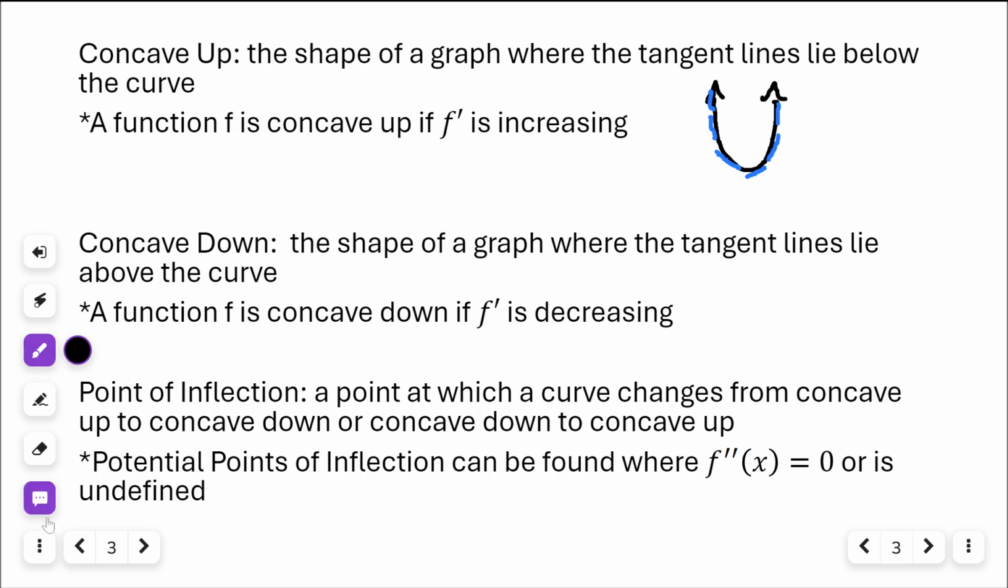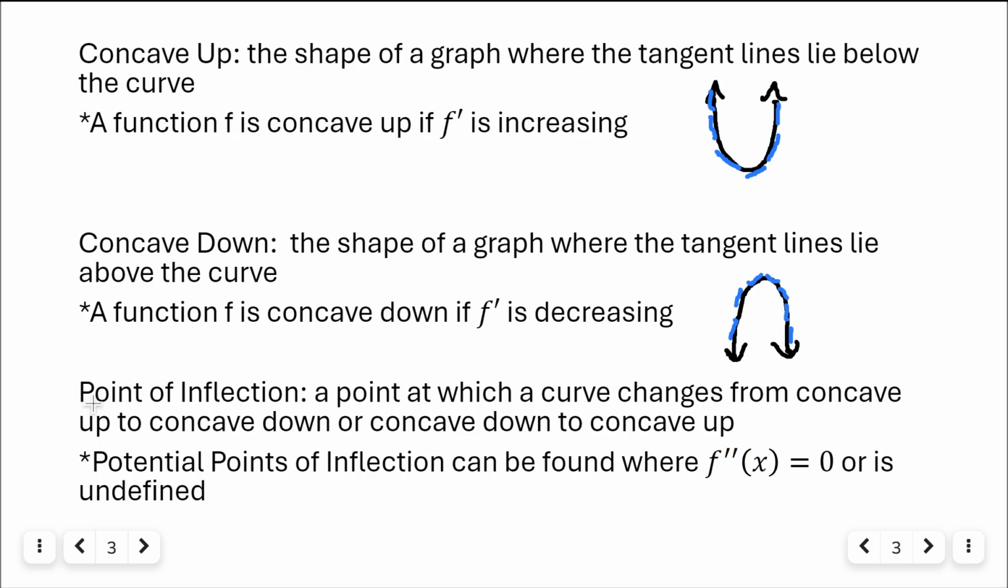A graph is concave down if it looks like an upside down U. And when it looks like an upside down U, you would draw your tangent lines above the curve, on top. And now you can see a function f is concave down if f prime is decreasing, so if the slopes are decreasing. You can see that here. The slopes start very positive. They get less positive, the slope of the tangent line. Then the slope gets negative. Then it gets really negative as it goes. So f is concave down if f prime is decreasing.